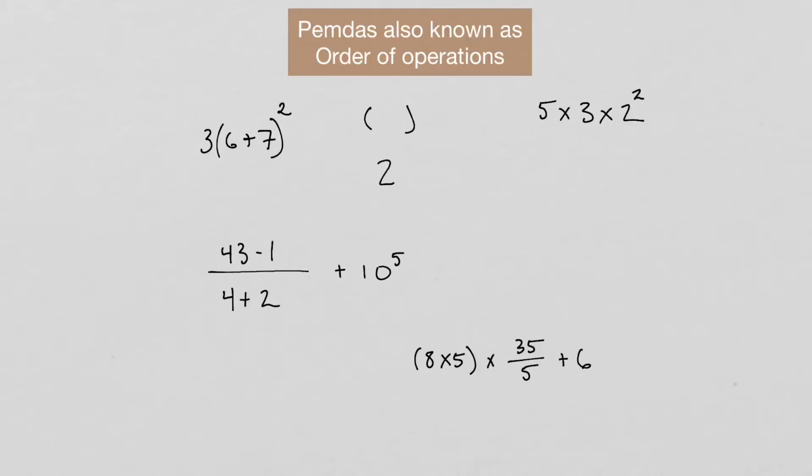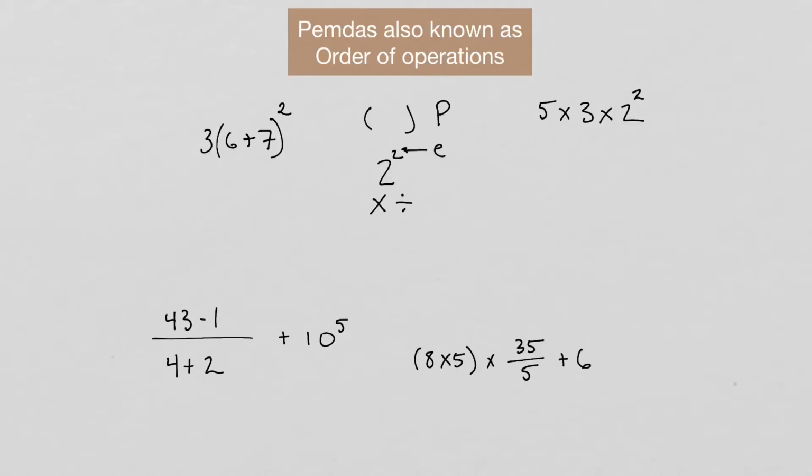Next, you're going to want to do exponents. Okay, P, E, exponents. Then you're going to want to do multiplication and division, from left to right. And then addition and subtraction from left to right. Okay, this is the order in which we do our math when we see problems like this. We're going to do them in order.